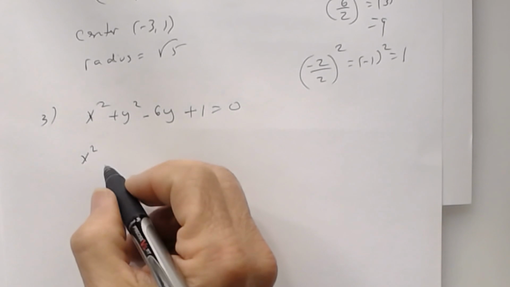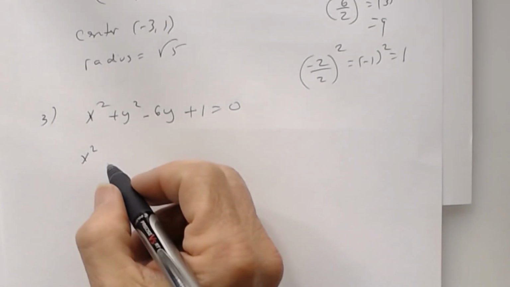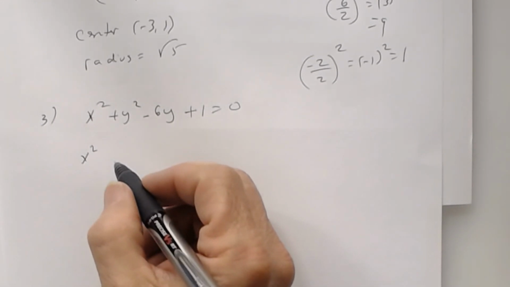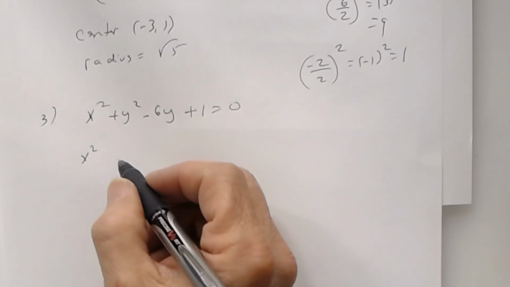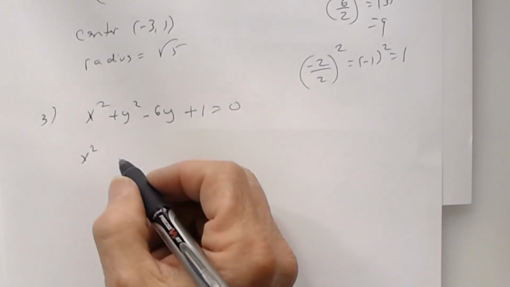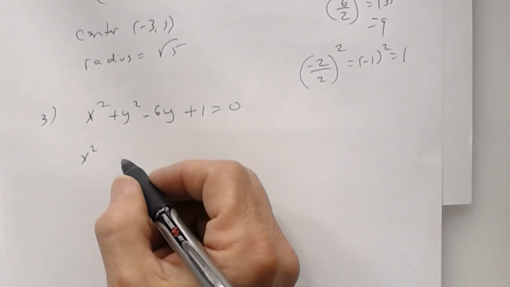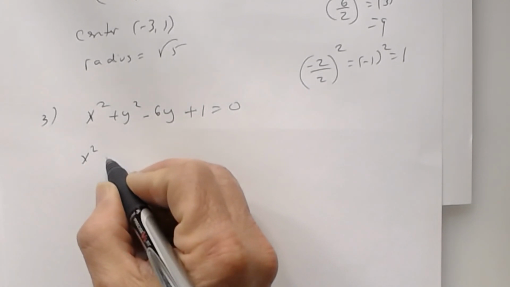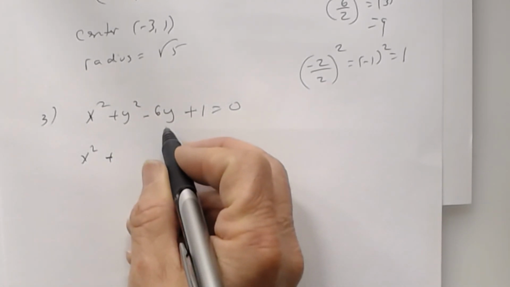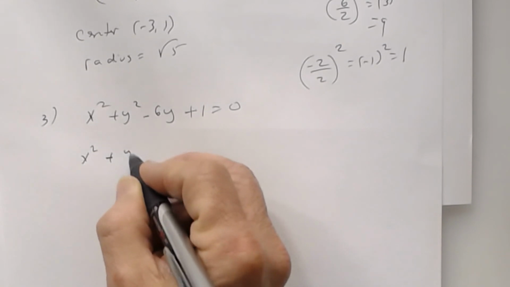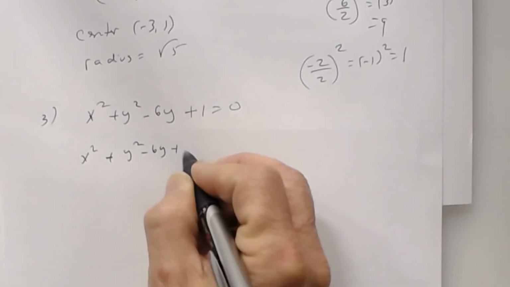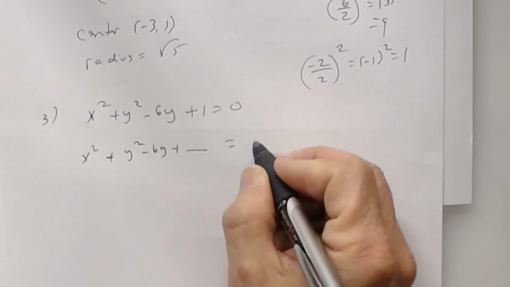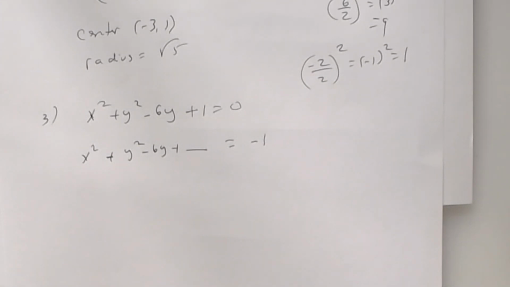Listen carefully to what I'm saying. I'm not going to complete the square on that at all, because there's no x term. But I am going to complete the square on the y's because there is a y term. Leave some space. Equal a what? Negative 1. Negative 1.